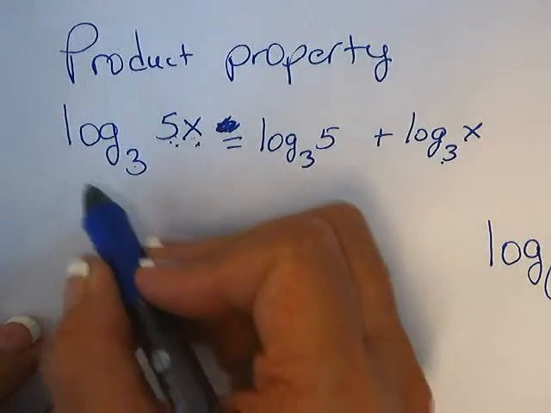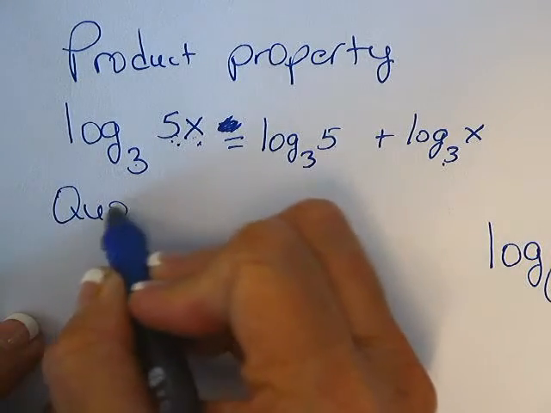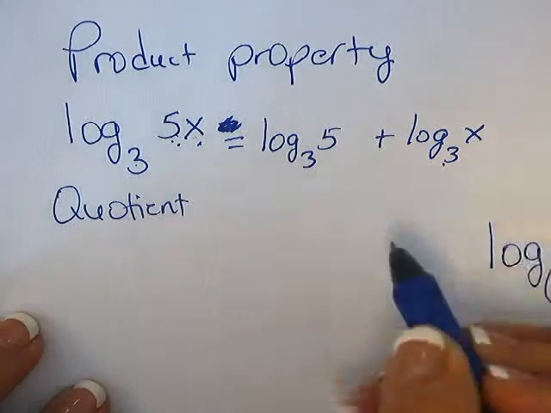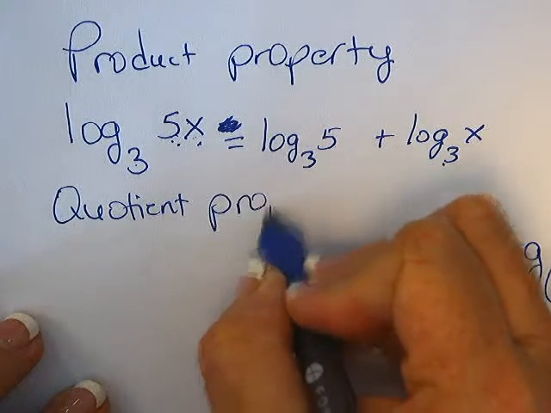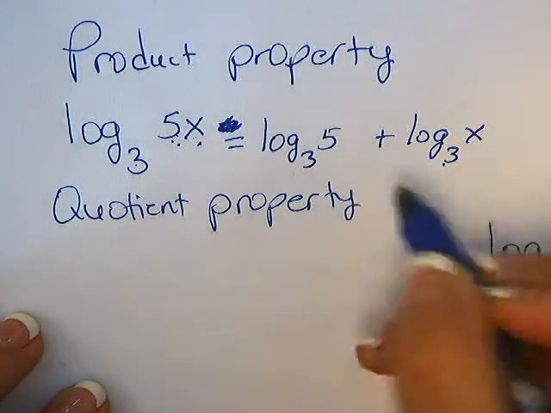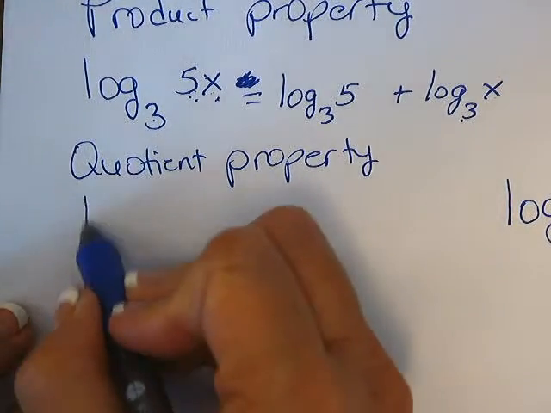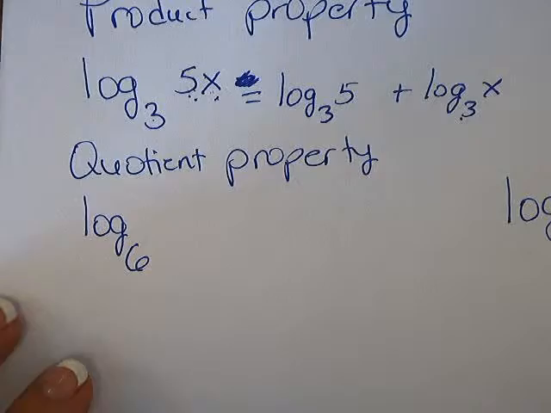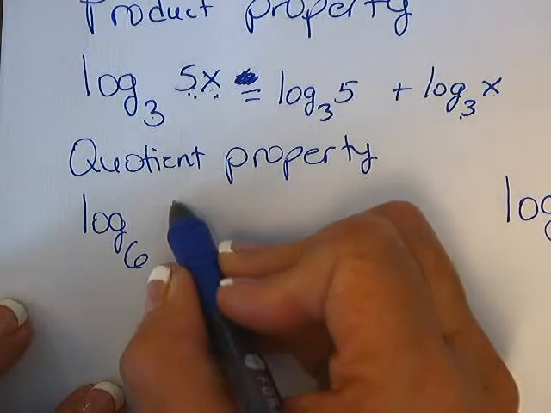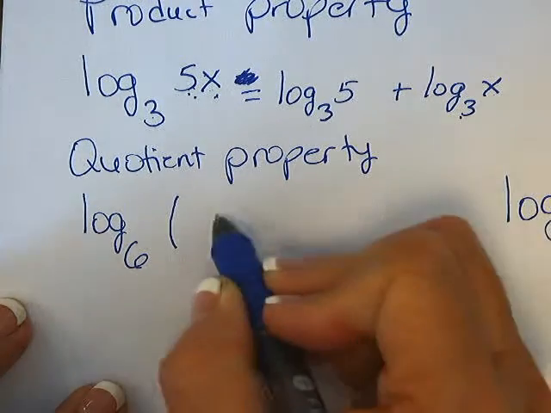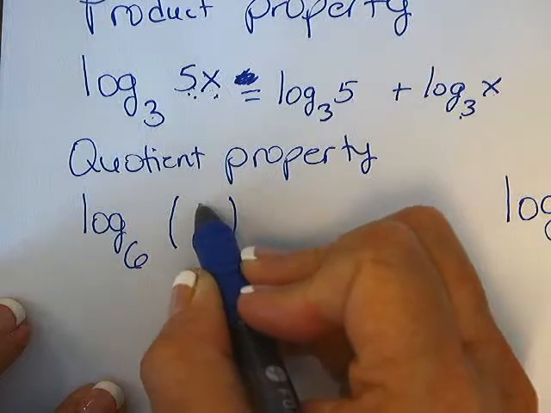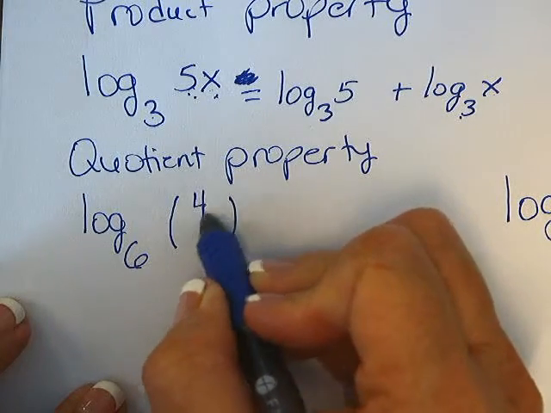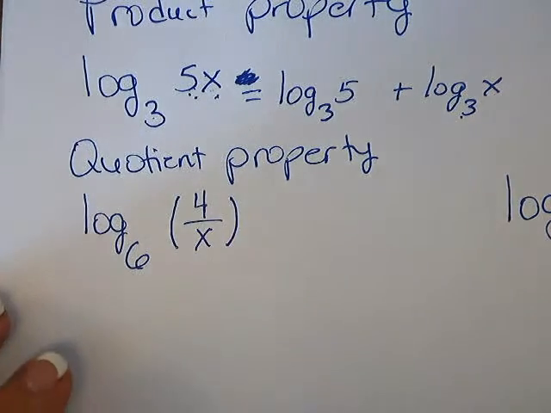Okay, our next property is our quotient property. And this says if you have a log, and let's use a different base just so we see it works for all of them, log base 6 of something that is divided. So let's just put a 4 and an x here.